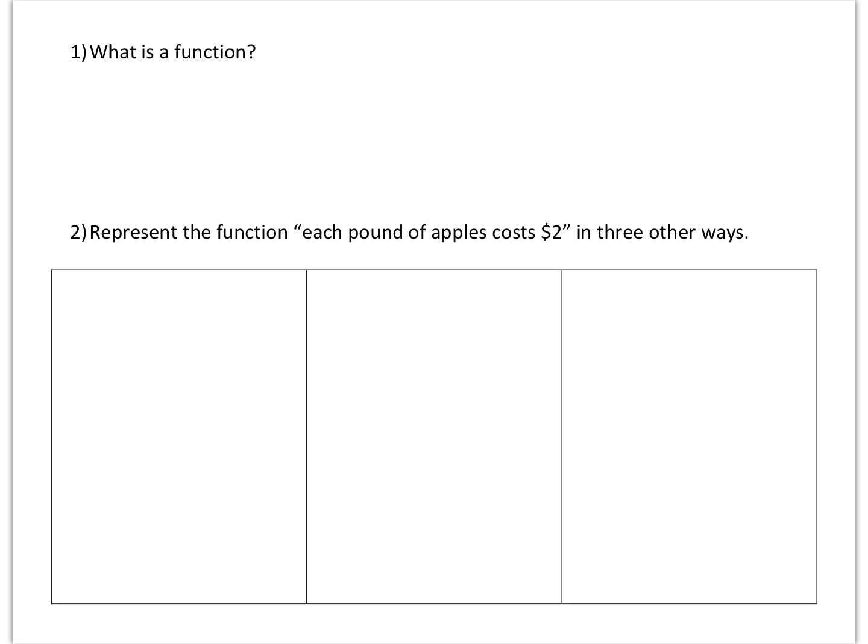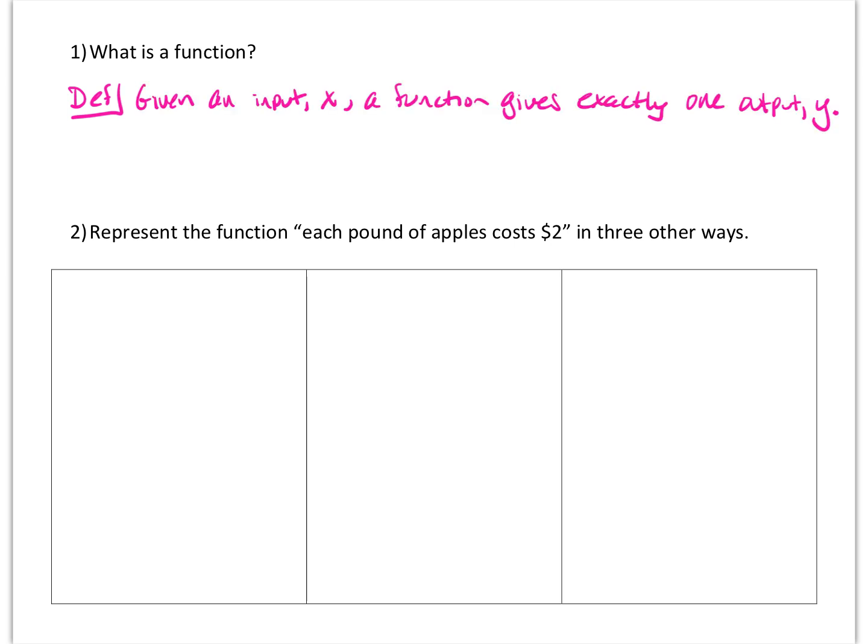Let's start by discussing what is a function. You may remember there's a formal definition of a function. It says that given any input, which is usually an x, a function gives exactly one output, which we usually call y. We tend to express or represent a function via a graph or a table of values or an expression with variables in it.